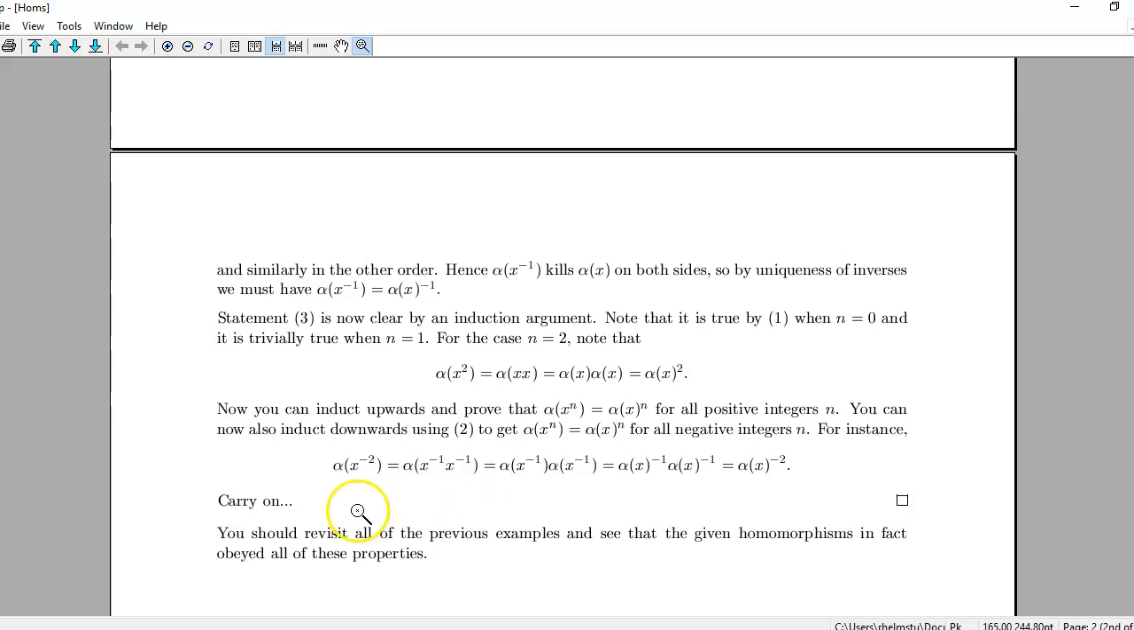Okay? So a good thing to do is for you to go back and revisit all of the previous 8 examples that I gave you and make sure that you see that the given homomorphisms actually do obey all these properties. Okay? So review all that, see if it makes sense, and then we'll go on to the next topic. See you in a bit.